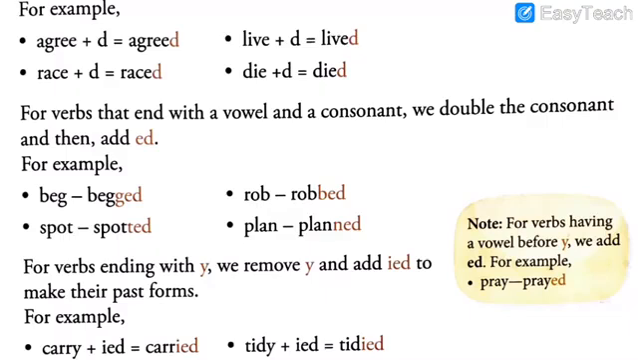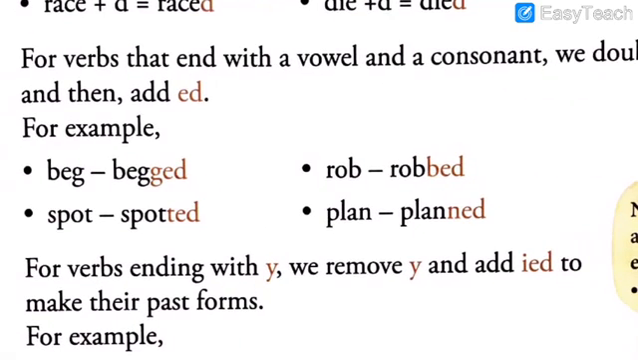So for any verb, if it ends with a vowel and a consonant, that means the word should have a vowel and a consonant both at the end, then what do we have to do? Then we have to just double the last consonant alphabet and then add ed. Now examples are given, not to worry.